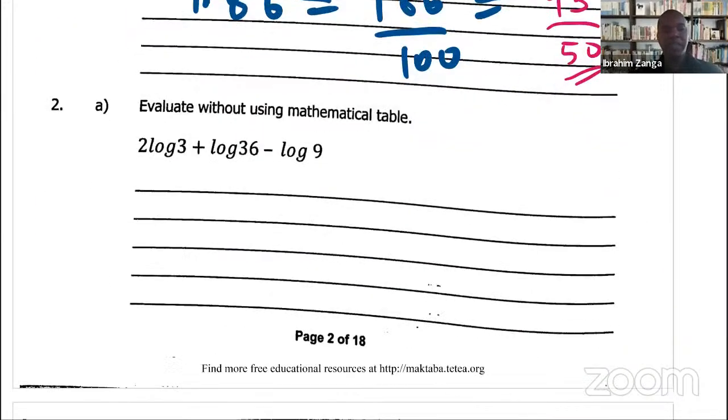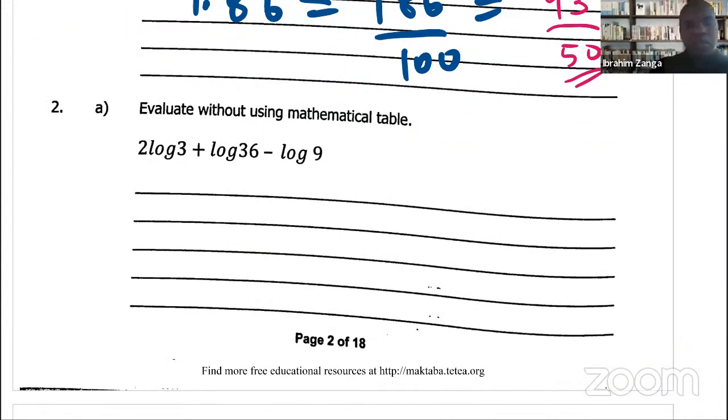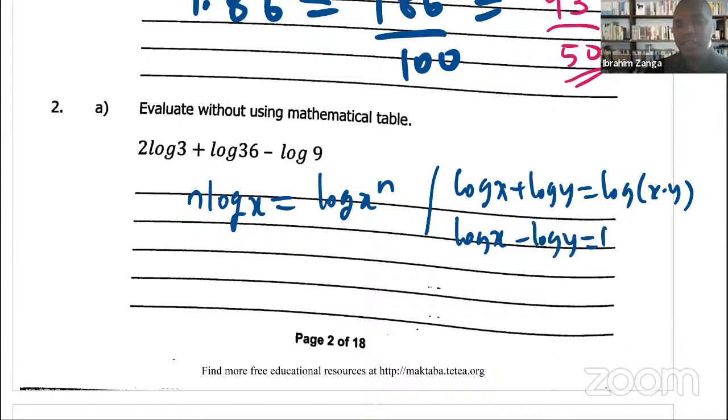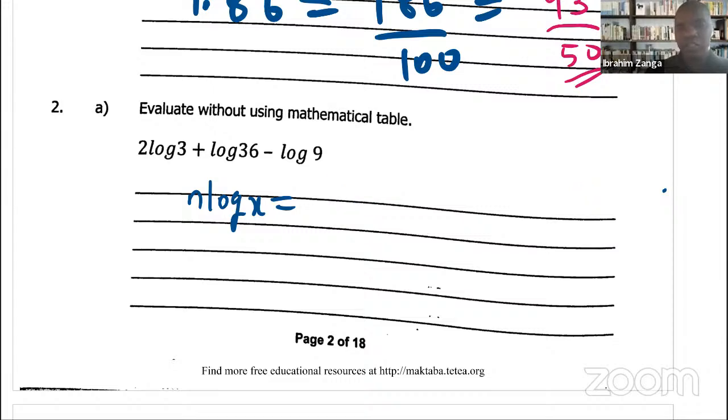We go to question number 2. Evaluate without using mathematical tables. So we are going to use laws of logarithm. One of the laws, you remember, when you have n log x, this is log x power n. When you have log x plus log y, this is log x times y. When you have log x minus log y, this is log x over y, and so forth. So by using these laws, we are going to evaluate the question, dear students.